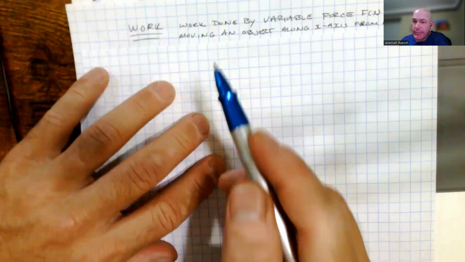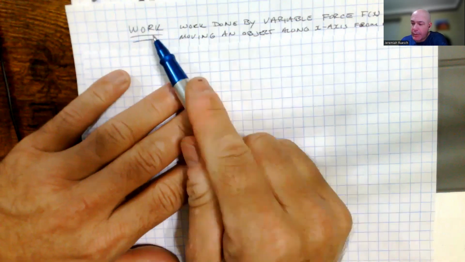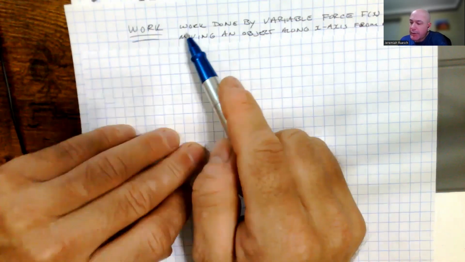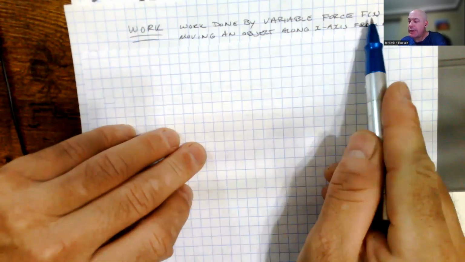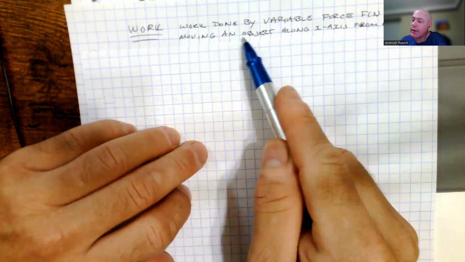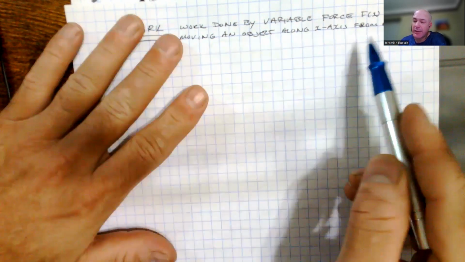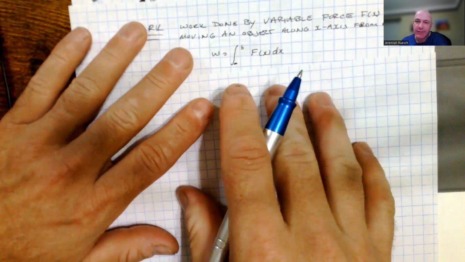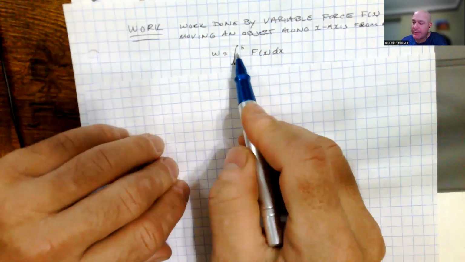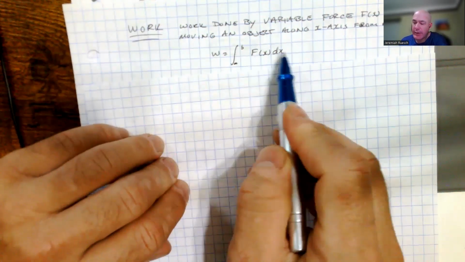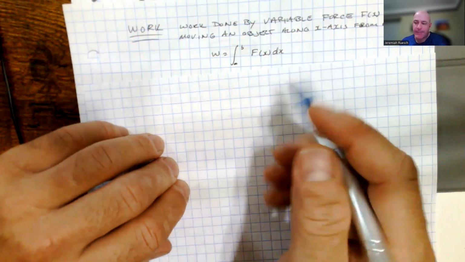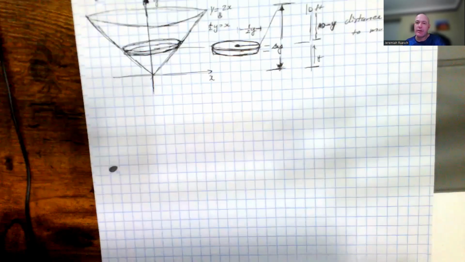All right. In this problem, we're going to just remind you that we're doing another work problem. Work is done by a variable force, Fx, in moving an object along the x-axis. It doesn't have to be along the x-axis, just calling it x-axis. Has this form. So W is equal to the integral of the force times the displacement. Okay. So that's our general notion here.